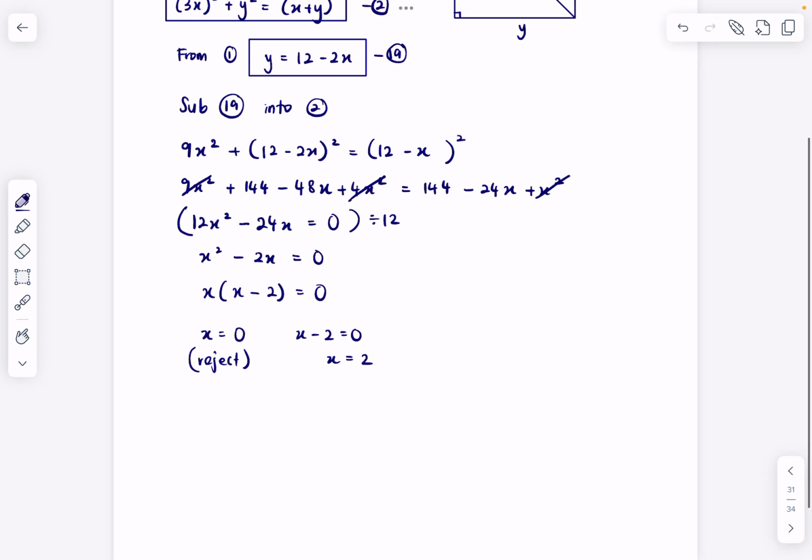Alright, now that we have the value of x, we can go ahead and find the value of y. Just sub it inside here. So y will be 12 minus 2x. So 12 minus 4 is 8. So we can say x is 2 and y is 8.